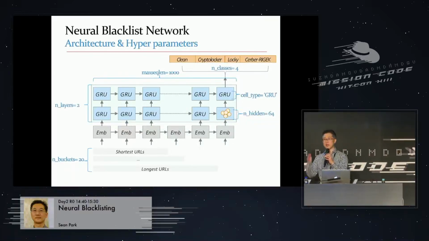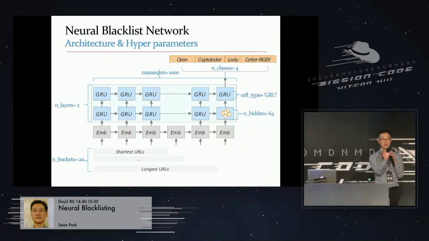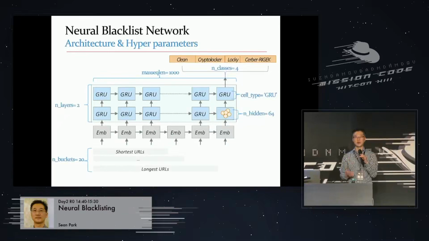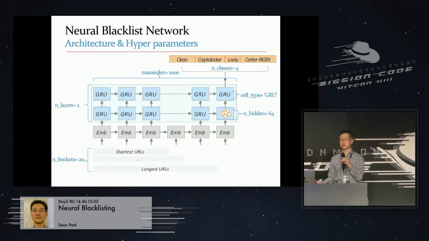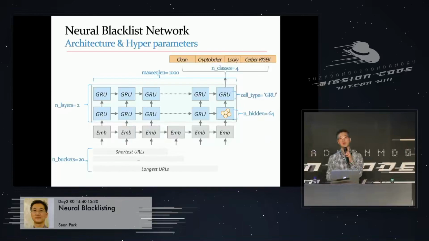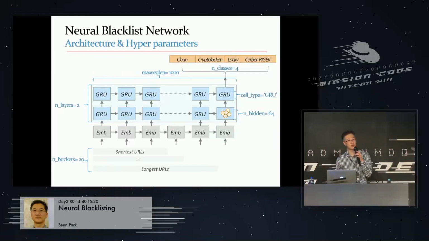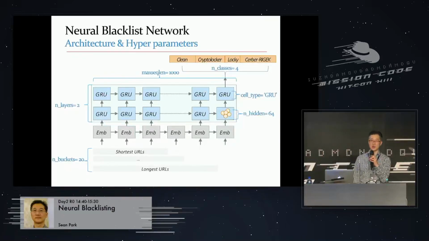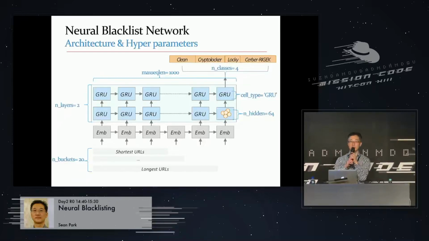So I have used two layers, and then of course I've got the embedding layer, and I'm also using something called bucketing, because some URLs are very short, some URLs are very long, and if you simply apply the padding on a short URL, it will take ages to do the training. So I simply put the short URLs into one bucket and the long URLs in another bucket, so that way we can do the training more efficiently. The cell type I used was GRU, and the number of classes is 4. I've used only 4 types of URL in this experiment: the clean URL, CryptoLocker, Locky, and ServerRig AK. And the number of hidden units I used in the memory cell is only 64.